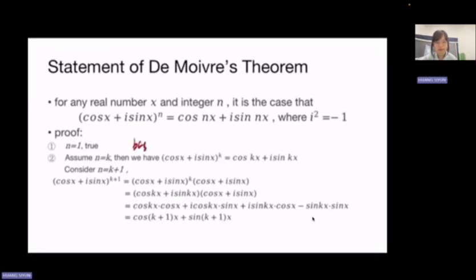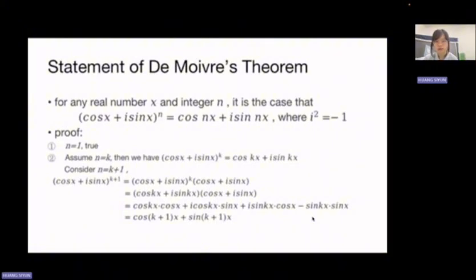This is the basic step, where the statement holds for the smallest natural number 1. Next is the inductive step. We assume that this proposition is true for a certain natural number k. Then under this assumption, we need to show that it also holds for k plus 1. So when both steps are completed, by mathematical induction, we can conclude that this theorem holds for all natural numbers.